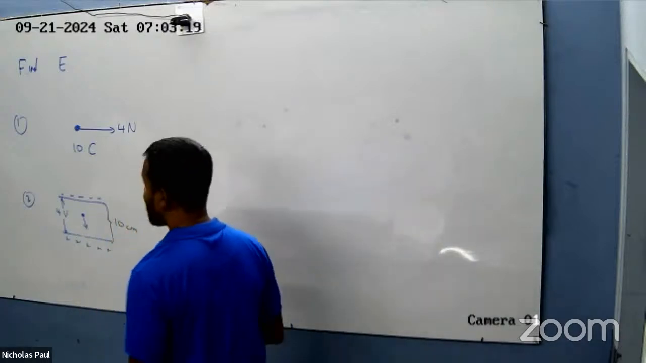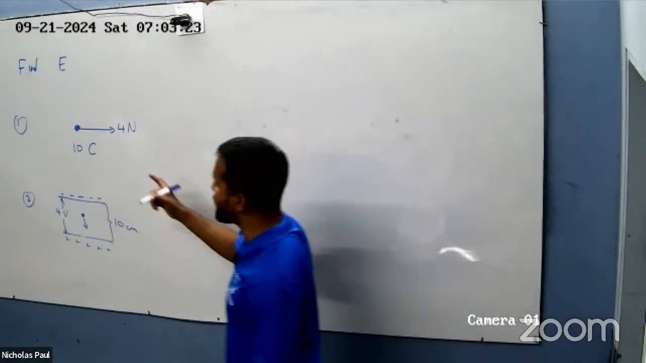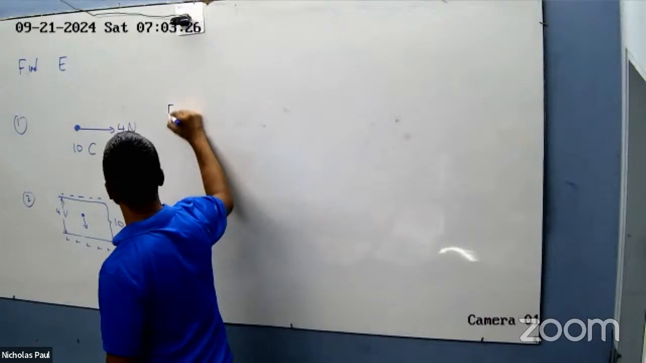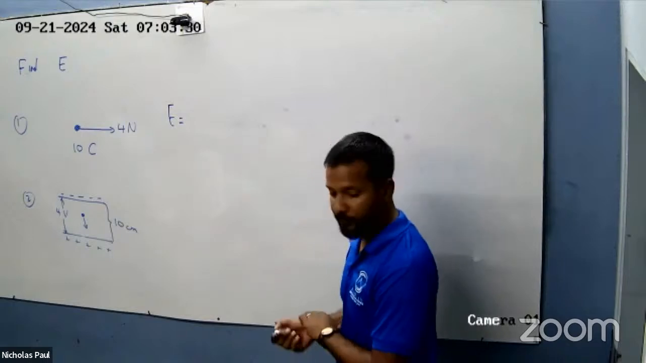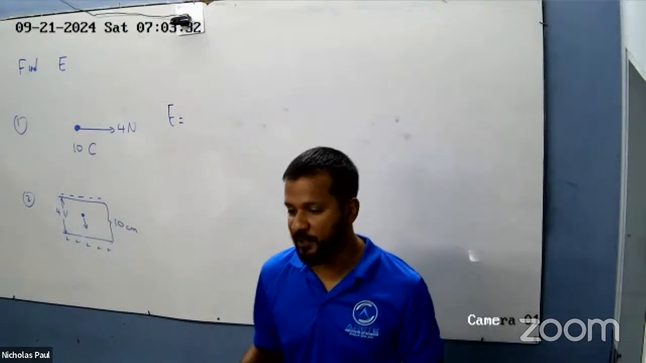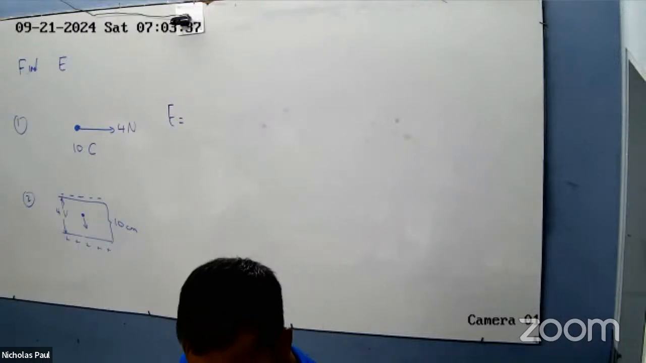Ready? There are some small calculations on how to find the strength of the electric field. Then we'll talk about direction in the next one. Because remember, electric field strengths are what type of quantities? Vector quantities.